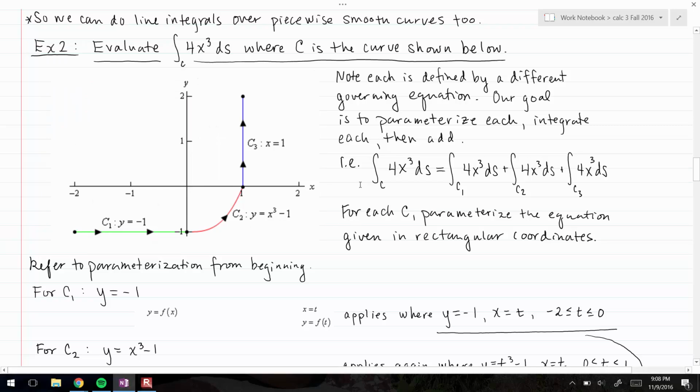This is section 16.2, which is line integrals, and we finished example 2 in class, where we did our line integral along C, which we broke up into 3 parts here. The one we're going to do now is the same line integral, except C is a little different. It's going to go from this endpoint here at (-2, -1) directly to (1, 2).